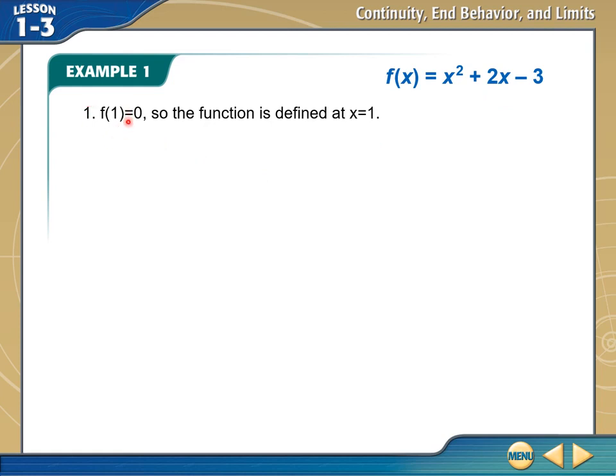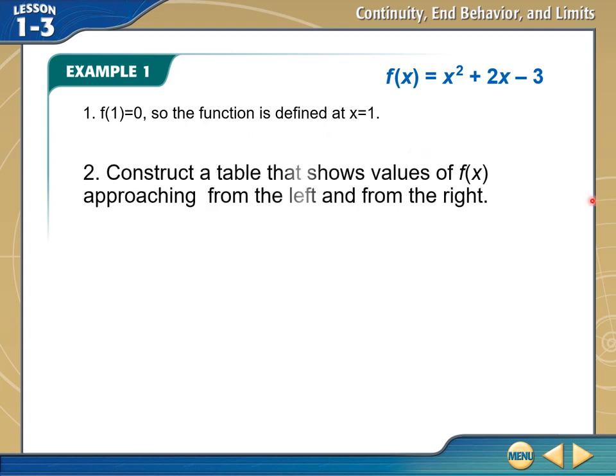And why did I get f of 1? Because they're asking me about the continuity at x equals 1. So the first test, the function is defined at x equals 1. Number 2, construct a table that shows the values of f of x approaching from the left and from the right. And here I am testing the limit of the function.